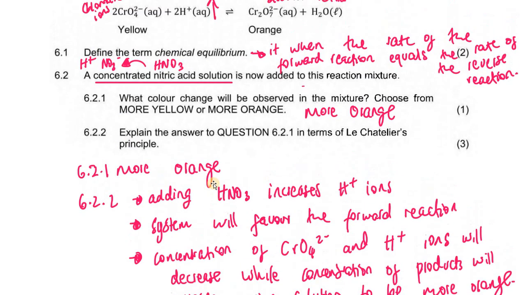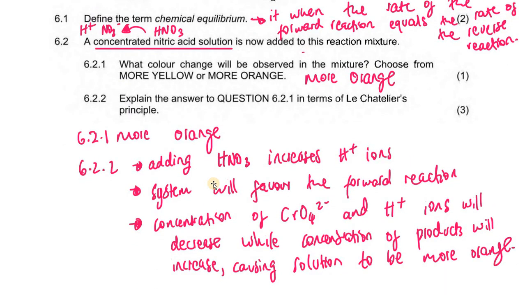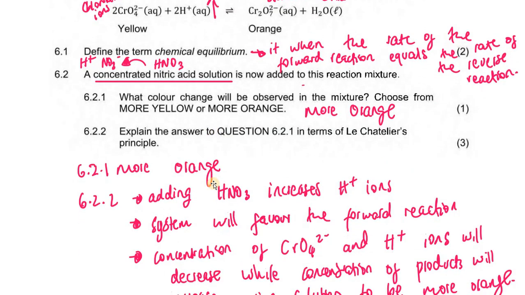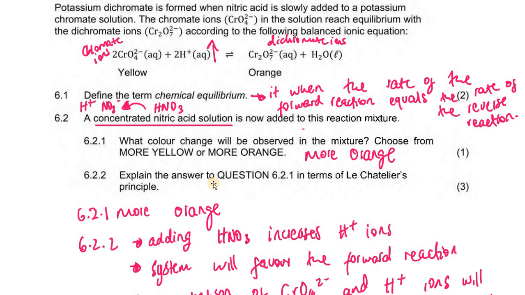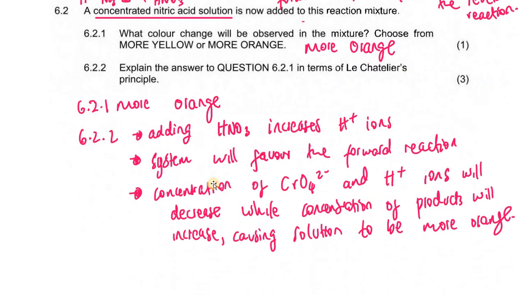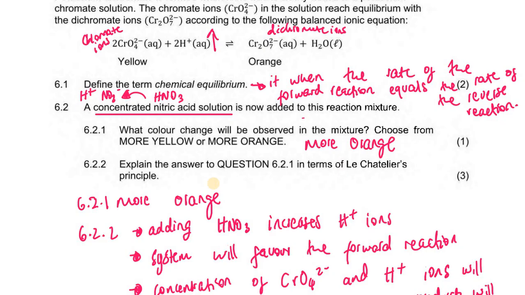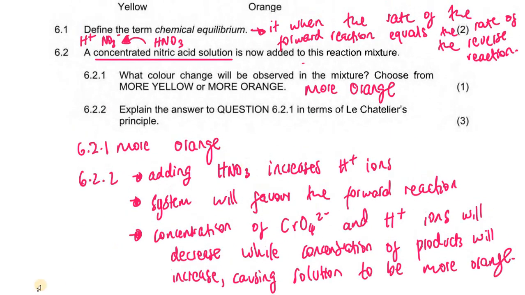That's what you have, guys. So when you add HNO3, you are increasing the H plus ions, which is going to favor the forward reaction because the system will want to reduce H plus ions, and therefore now that means the yellow chromate ions are going to decrease, and then the orange dichromate ions, which are the products, are going to increase. Therefore the solution is going to become more orange. Are we all happy with this? Are we clear?